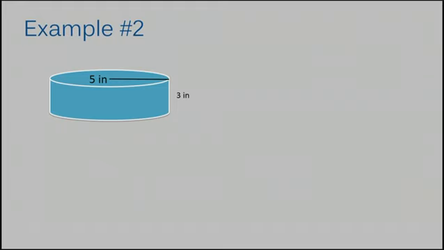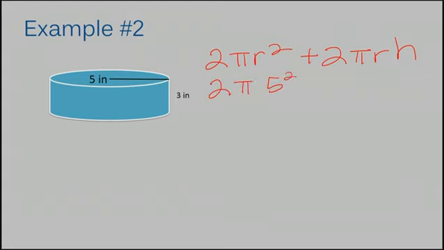Example number 2. I'm going to start again by rewriting my formula. 2 pi r squared plus 2 pi r h. I'm going to plug everything in that I know. 2 pi, my radius is 5. I'm going to square that. And I'm going to add that to 2 pi. My radius is 5. And my height is 3. So I'm going to put 3 in parentheses.